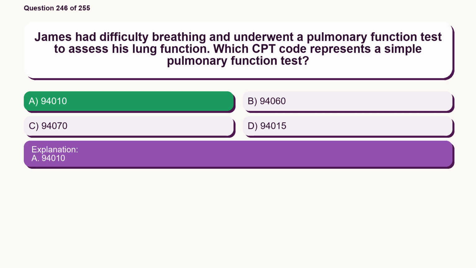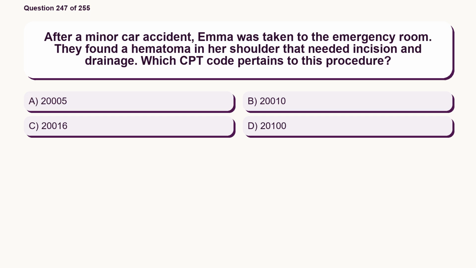Question 247. After a minor car accident, Emma was taken to the emergency room. They found a hematoma in her shoulder that needed incision and drainage. Which CPT code pertains to this procedure? Option A, 20005. Option B, 20010. Option C, 20016. Option D, 20100. The correct answer is option D, 20100.